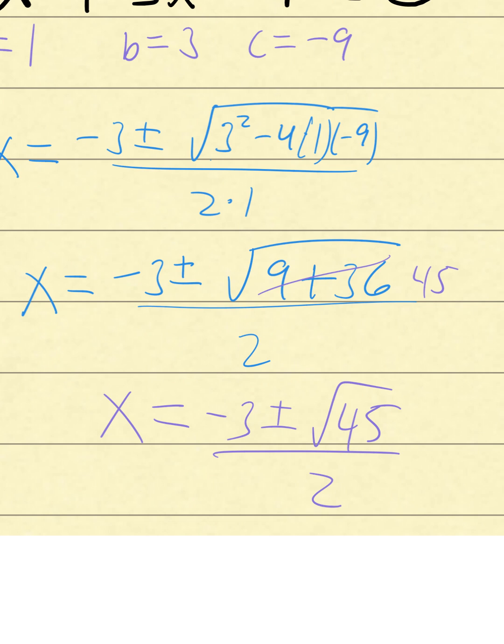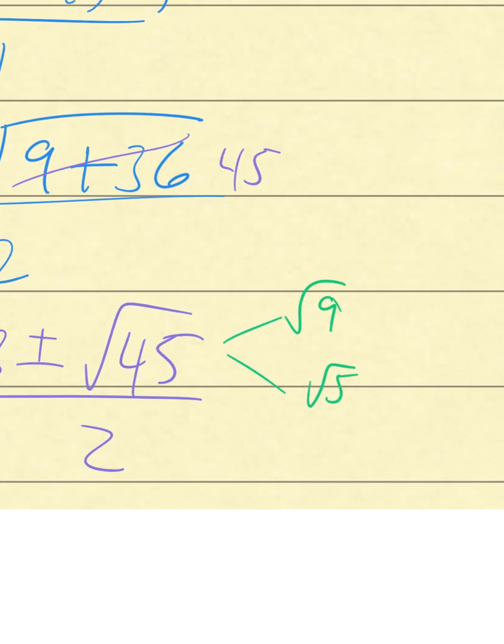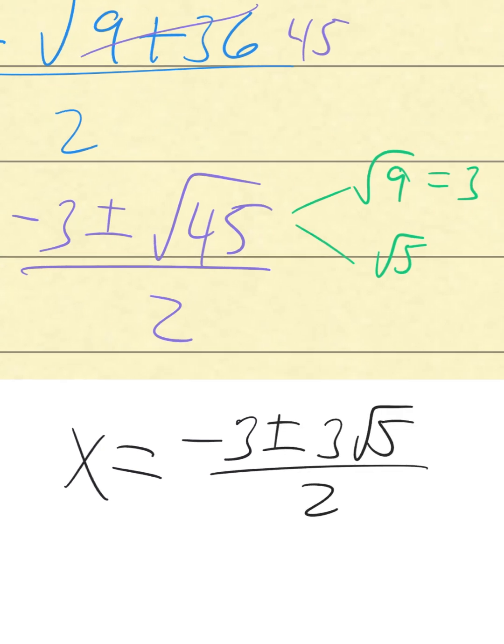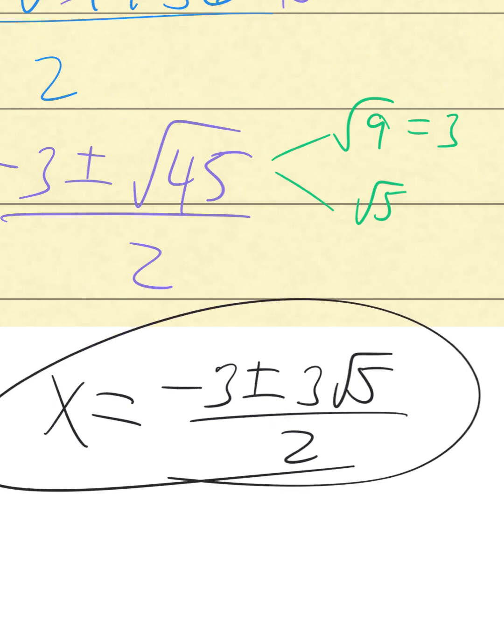What do we have to do now? Let's simplify the square root of 45. Very good. Does it have any factors that are perfect squares? Good. So we can do square root of 9, square root of 5, and square root of 9 gets you 3. So we get as your answer x equals -3 plus or minus 3 square root of 5 over 2. And you cannot simplify this any further, so this is fine as is.